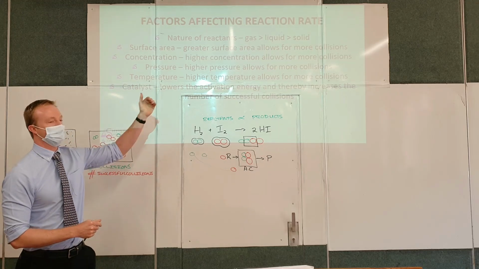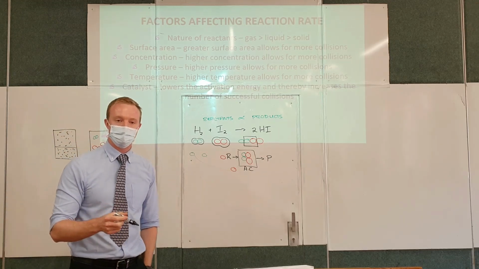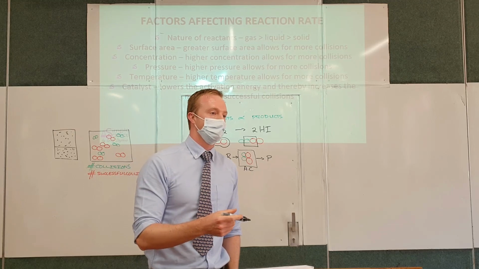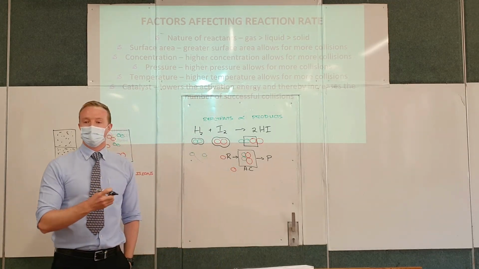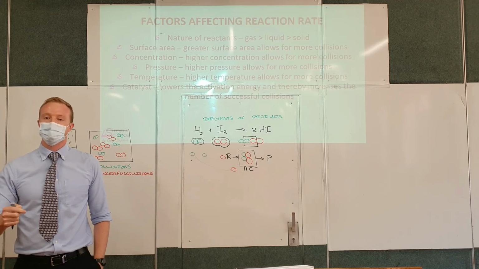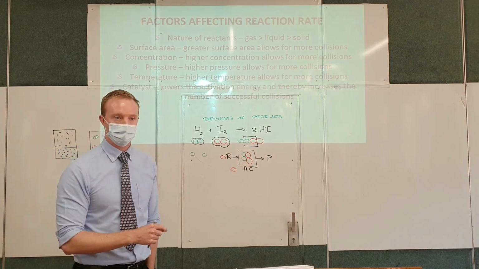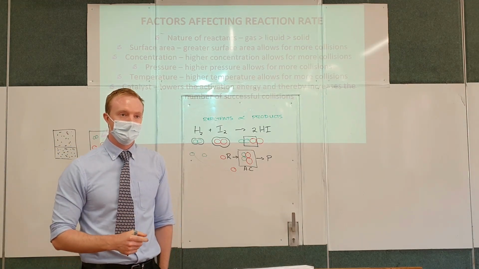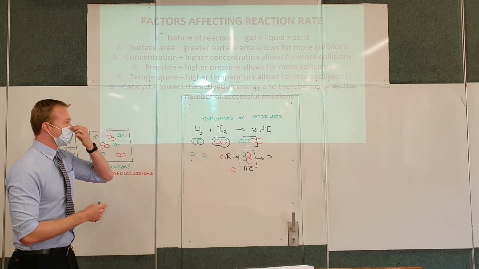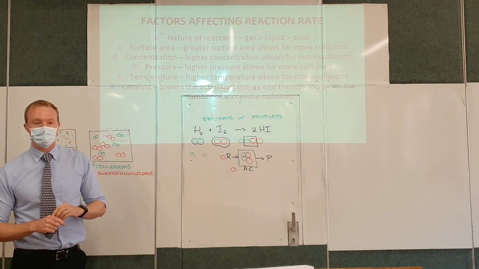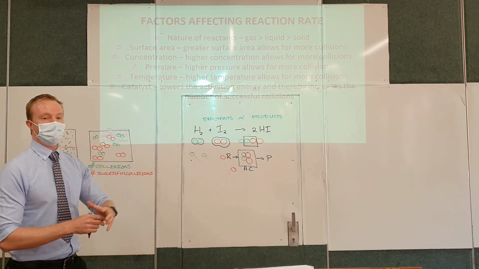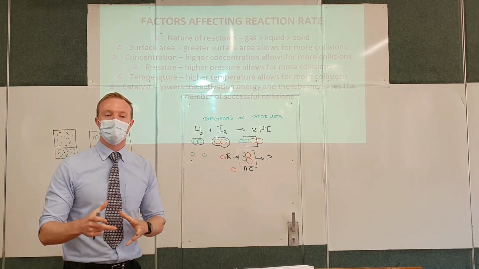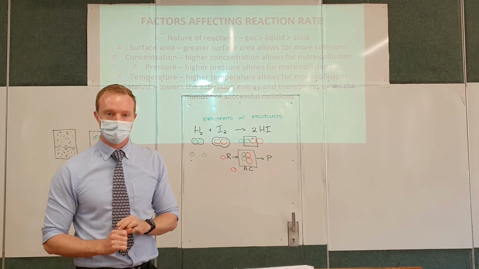Remember that the phase is directly proportional to temperature, so as you move up a phase, you're increasing the temperature of those particles, and so your collision theory then says each of those particles has more energy when it collides, and therefore is going to be more successful. So the first factor that affects the rate of reaction is the nature of reactants, and the reason we say that is because the nature of reactants affects how much energy they have and how they move around and how many collisions we can have.